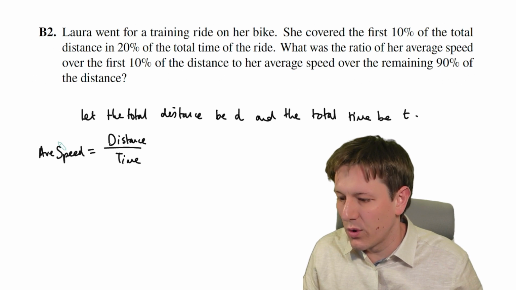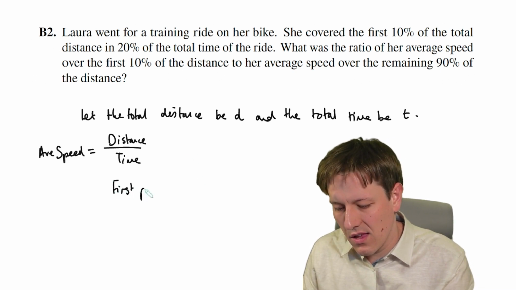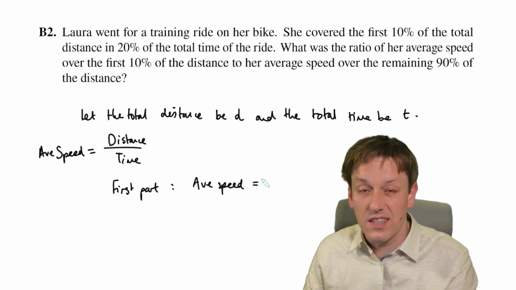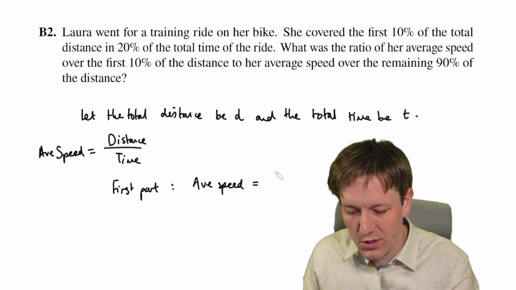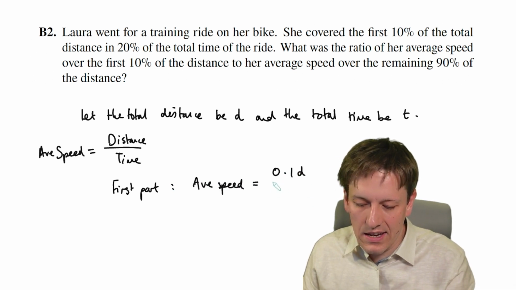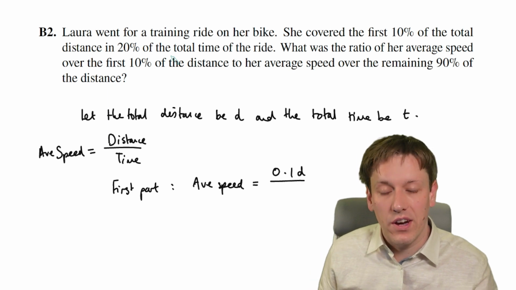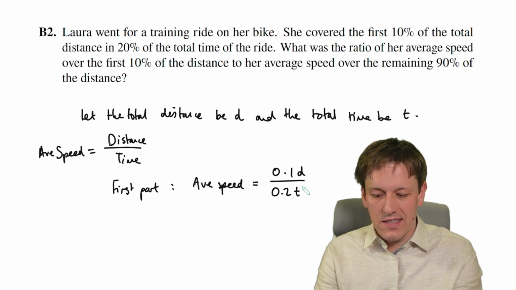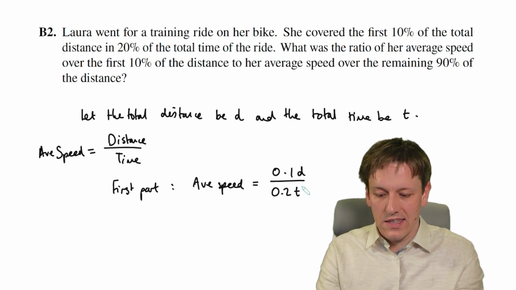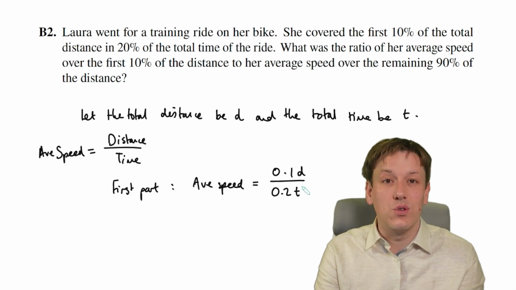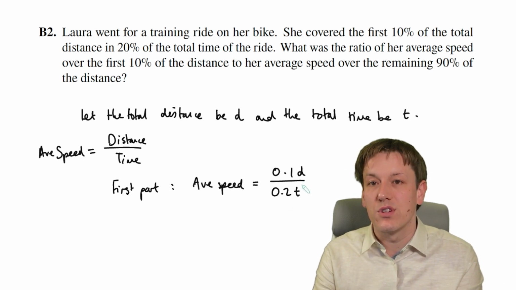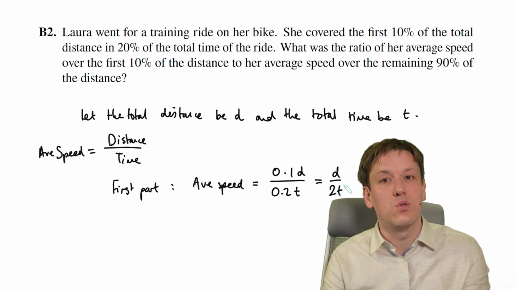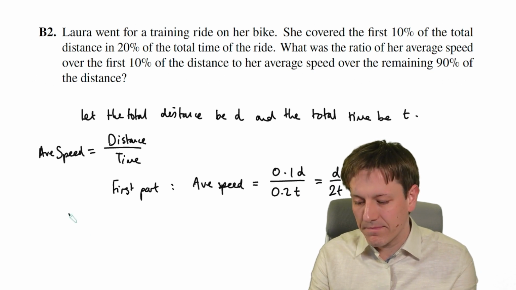And so for the first part of the journey, the average speed is going to be the distance for that first part of the journey, which is going to be 10% of the total, so that's 0.1d, divided by 20% of the time, which is 0.2t. Now again, you see, this is where I could have said 10d and 10t instead of d and t, and then I'd have just had d over 2t here. But it doesn't matter, right? Because I can now just multiply top and bottom of this fraction by 10, and I get d over 2t for the average speed for the first part of the journey.